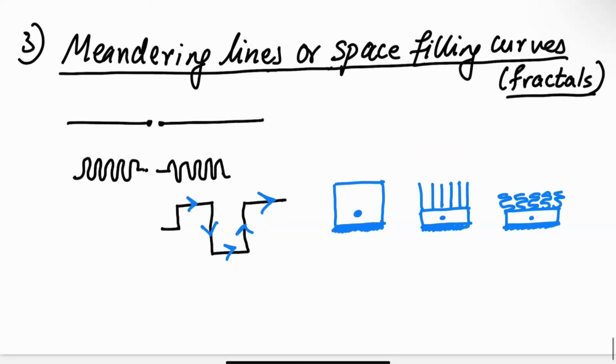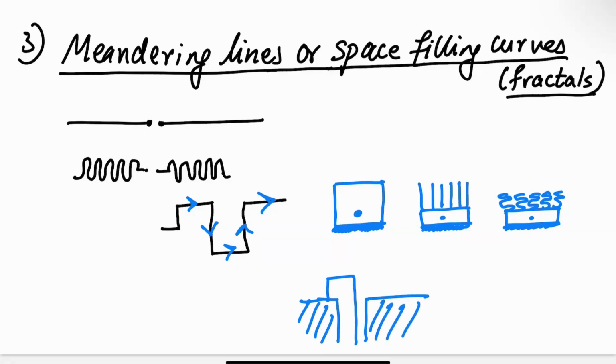You can do the same thing for PIFA. And PIFA looks something like this. Now I meander the line like that. That would also work.